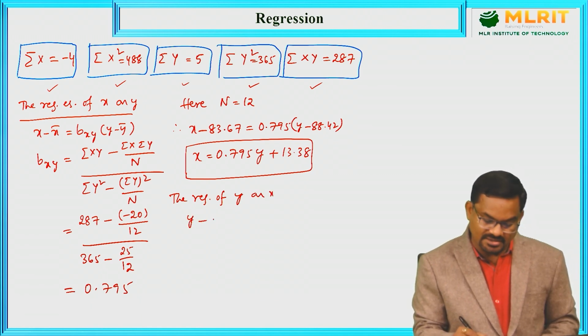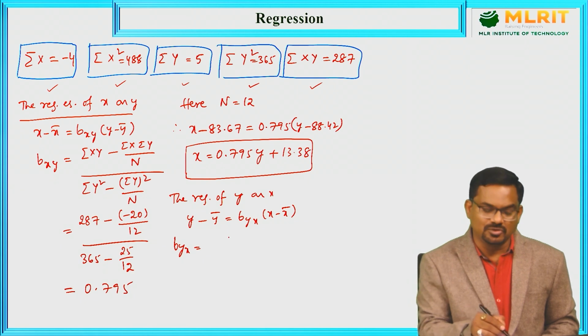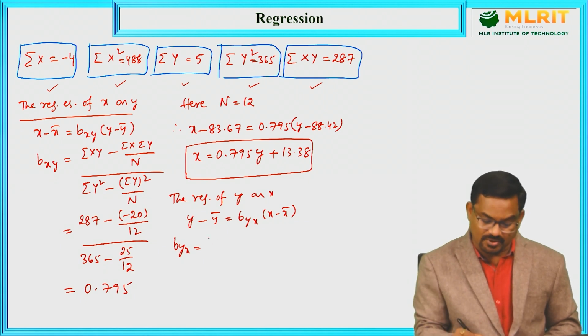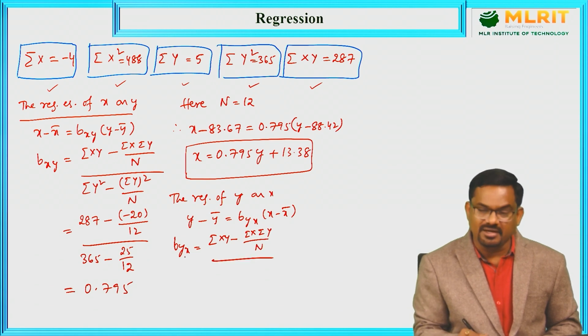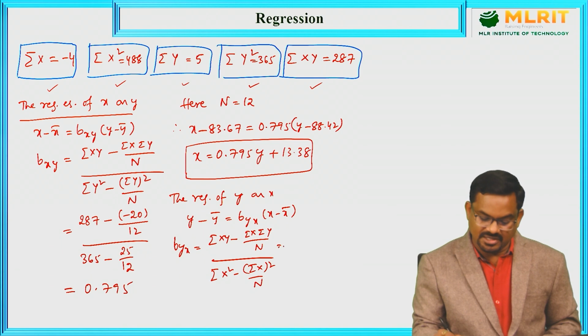Y minus y bar is equal to byx into x minus x bar. And where byx is, again use the same similar formula: sigma XY minus sigma X into sigma Y by N, divided by, for Y on X, the denominator must contain X terms: sigma X square minus sigma X whole square by N. So, let us substitute all these values.